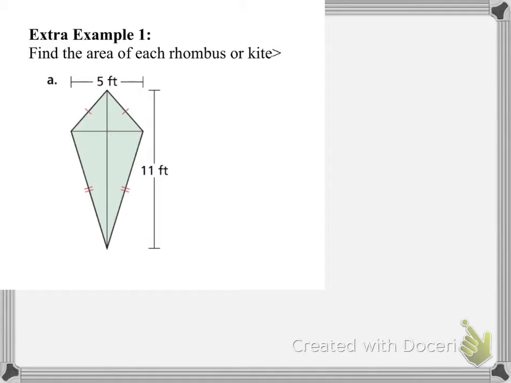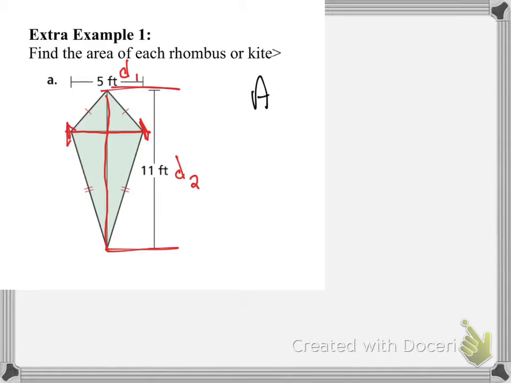So let's use an example there. We want to find the area of each rhombus or kite. Here I have a kite. My diagonal, directly from top to bottom, the length of the diagonal, is 11. And the distance all the way across, right there, is 5. So those are the two diagonals. Let's label this as D1. Let's say that one's D2.